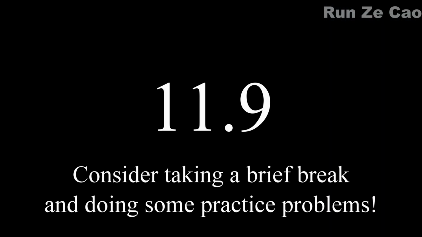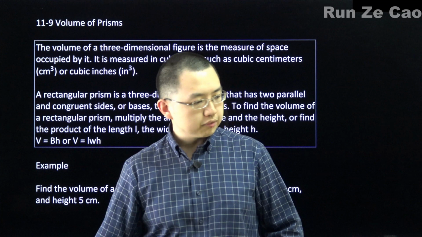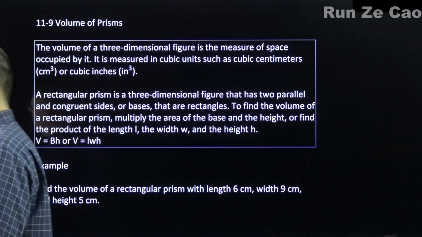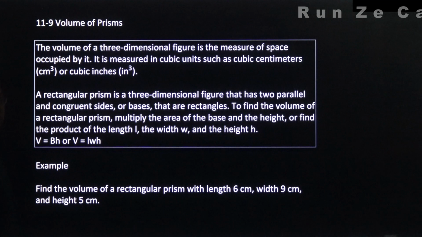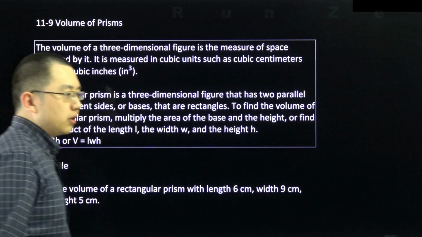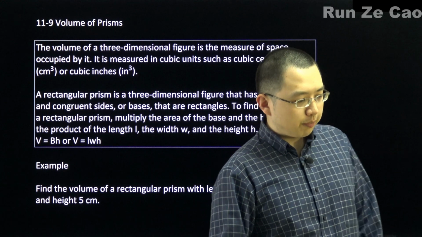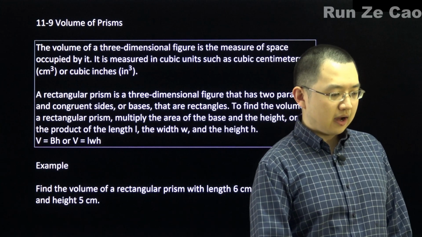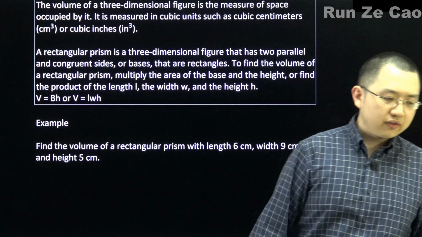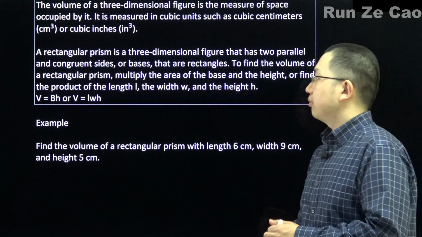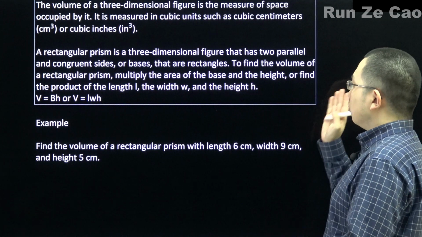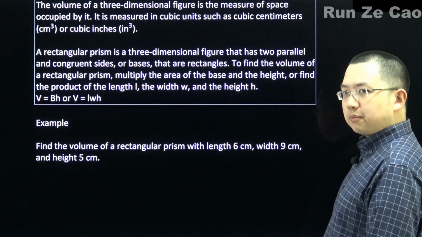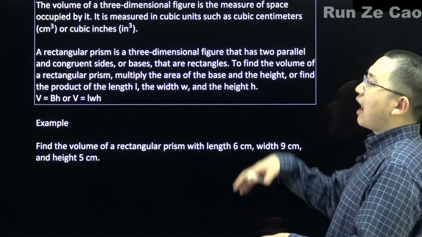Volume of prisms. The volume of a three-dimensional figure is the amount of space that it occupies. It's measured in cubic units like cubic centimeters or cubic inches. A rectangular prism is a three-dimensional figure with two parallel and congruent sides or bases that are rectangles, and the rest of the sides are also rectangles going up, connecting these bases. To find the volume of any prism, multiply the area of the base times the height.